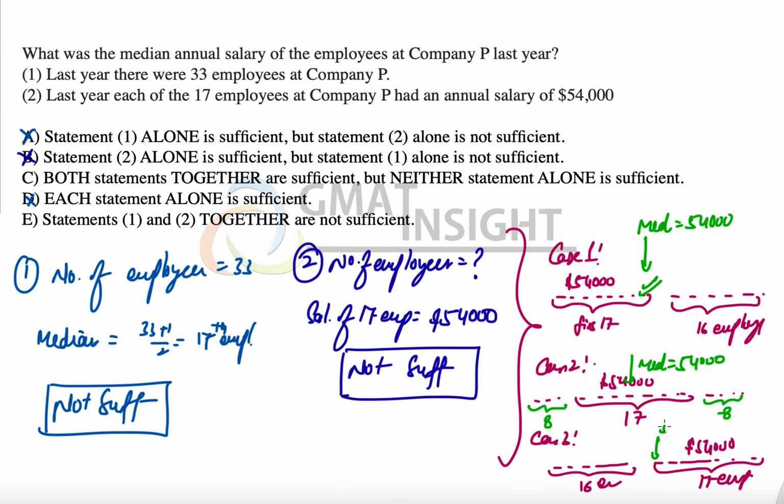So although there are these three possibilities, since the median is always coming out to be within this bigger range of 17 employees, each one of whom has a salary of 54,000, we certainly know that the value of the median is 54,000. After combining them, we have the unique answer. So the answer to the question becomes option C.